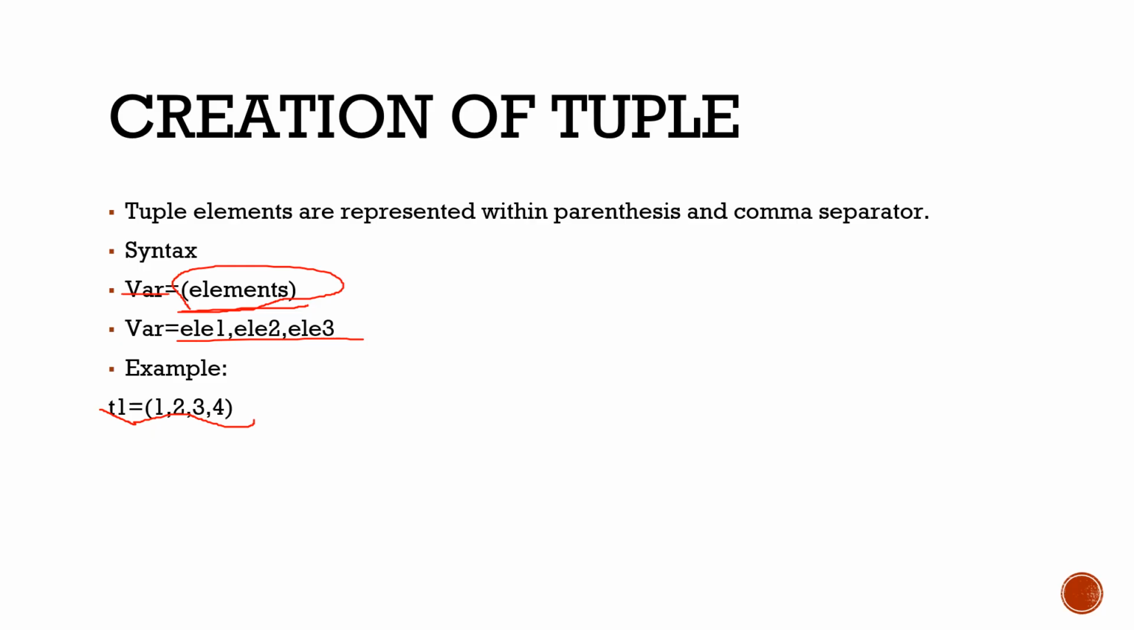It means I want to store 1 to 4 numbers in my tuple. Then I want to print that tuple as it is. So print t1. t2 is equal to... Now what do I want to put here? Heterogeneous data.